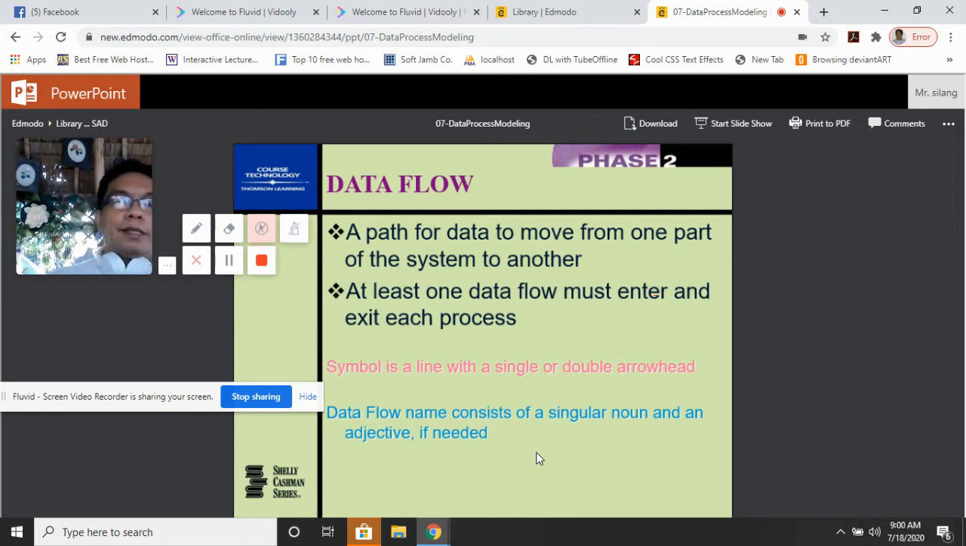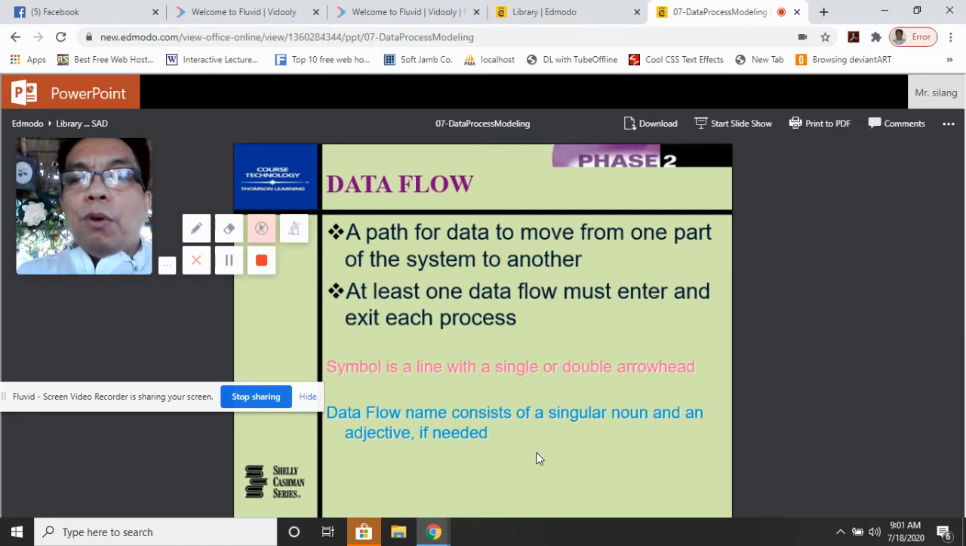The next element is called the data flow. A data flow is a path for data to move from one part of the system to another. At least one data flow must enter and exit each process. The symbol for a data flow is a line with a single or double arrowhead. So it's an arrow, or a line with an arrowhead. And the data flow name should consist of a singular noun and an adjective if needed. So it should be a noun, and maybe followed by an adjective only if needed.